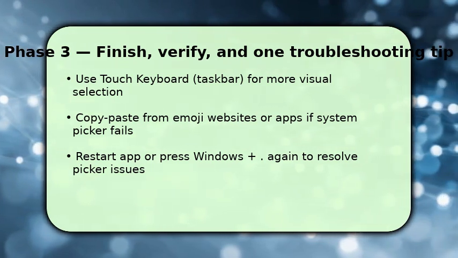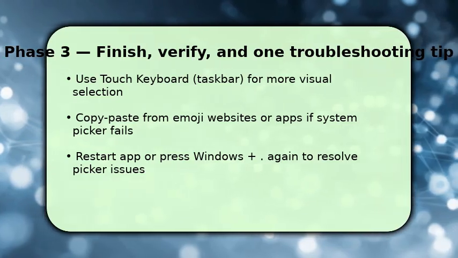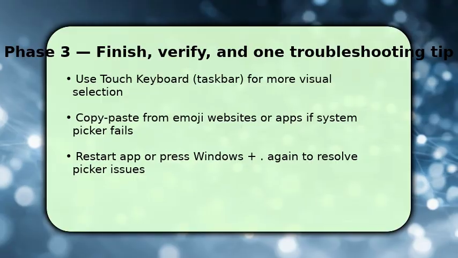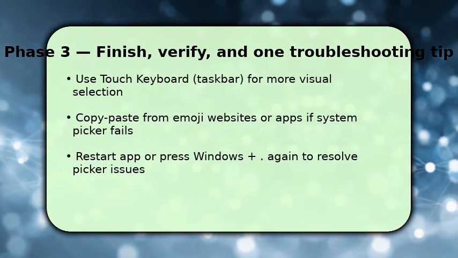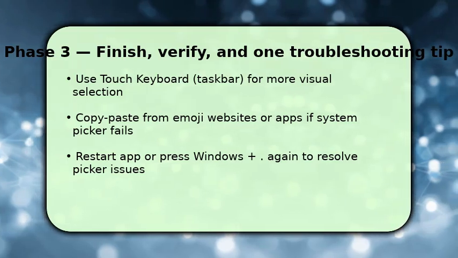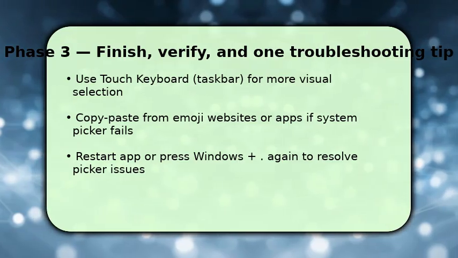If the emoji panel fails to open, restart the app first, then press Windows plus period again to force it. If that still fails, sign out or reboot. This resolves most system glitches. Remember why these steps matter. They give you reliable access and simple recovery options, so you can keep the conversation expressive.